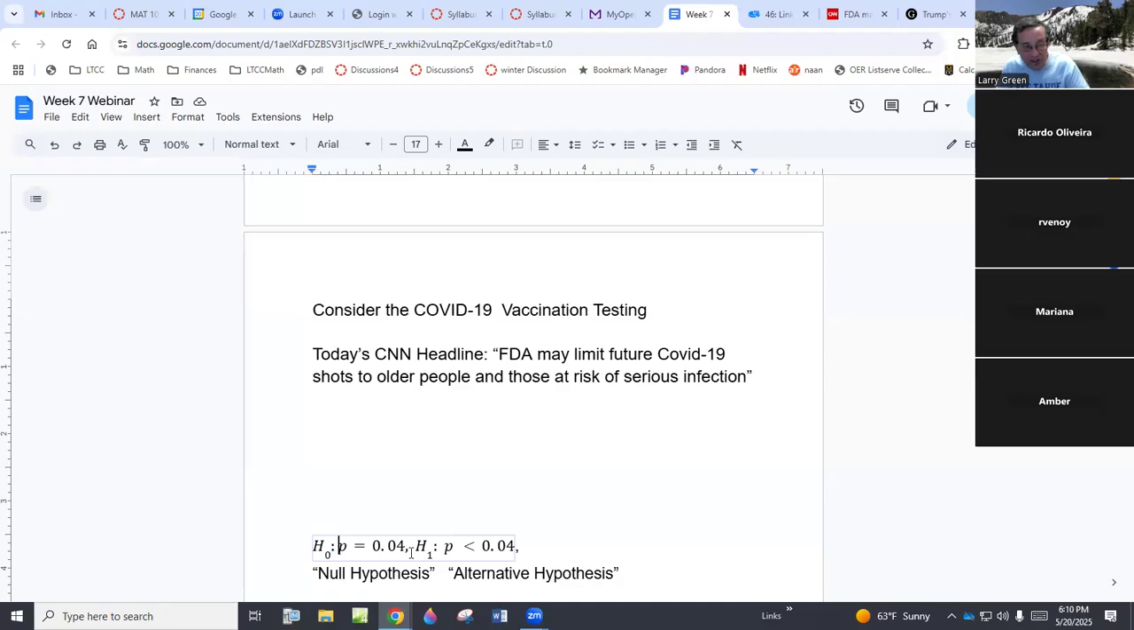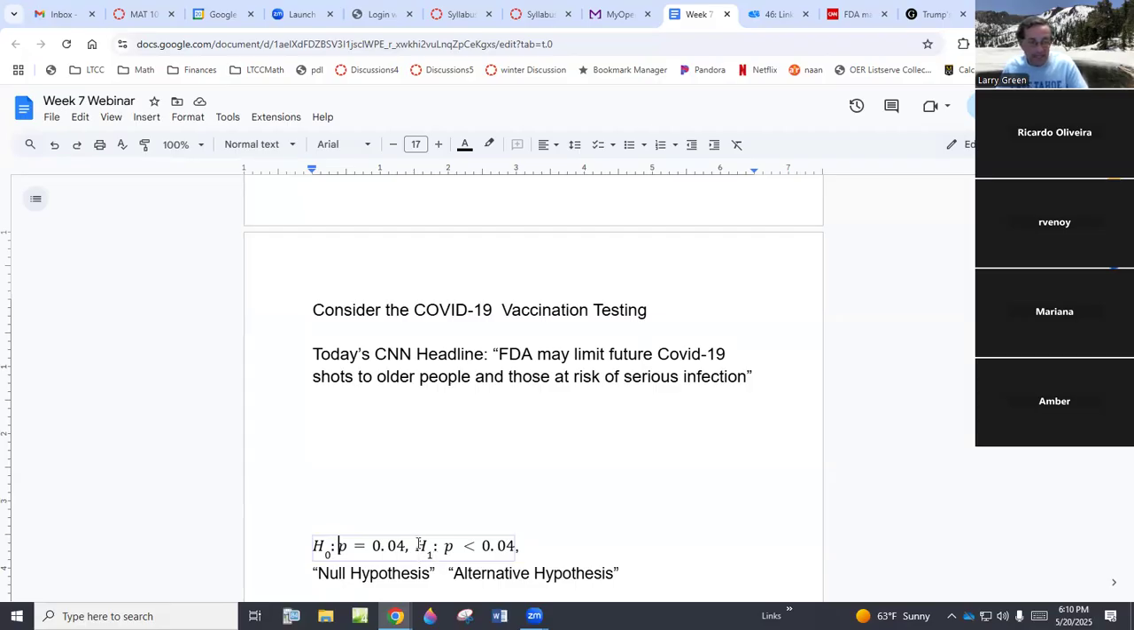Okay. Whereas the alternative hypothesis is what these companies, Pfizer and Moderna, were trying to show. They were trying to show that the vaccination actually worked. And if it worked, it means that your probability of getting COVID was reduced when you got your vaccination shot. Does that make sense?